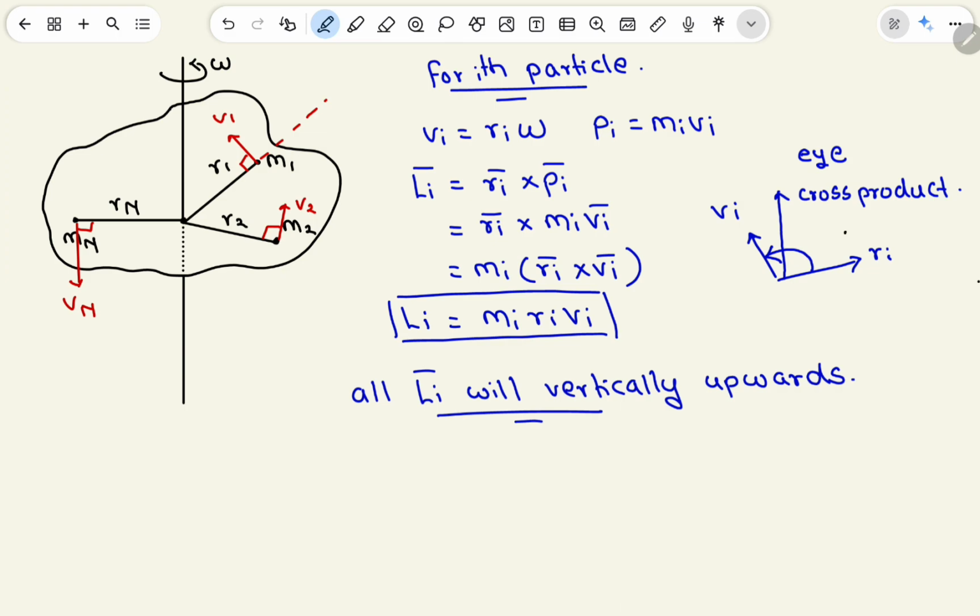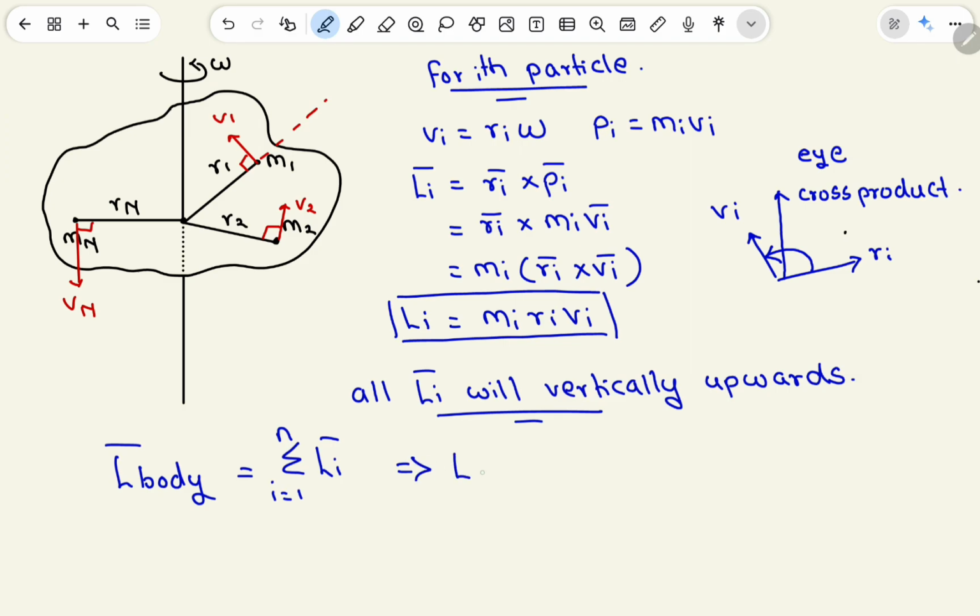All Li bars will be vertically upwards. Now, since all the directions of all the Li's are same, we can easily add them like scalars. And when we add the angular momentums for each and every particle, we get nothing but the angular momentum of the body. So angular momentum of the whole body vector is nothing but summation of all Li bars, where i goes from 1 to n. And since they all have same direction, we can easily add them like vectors.